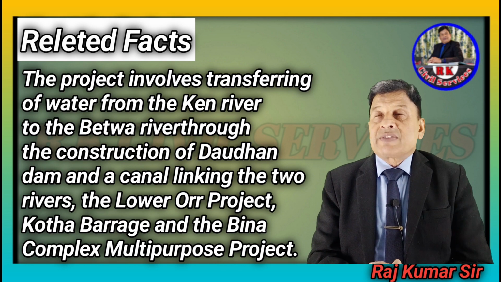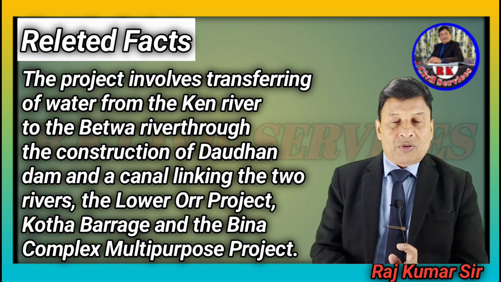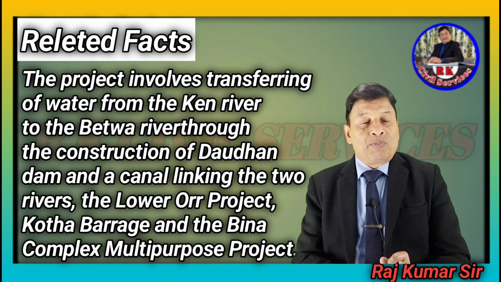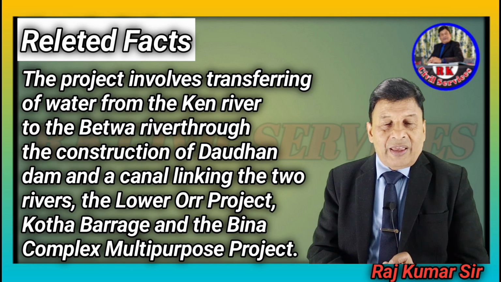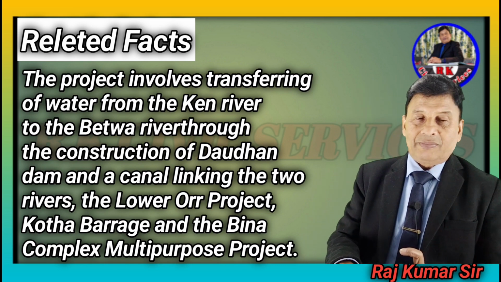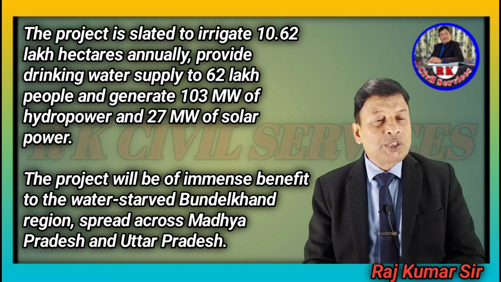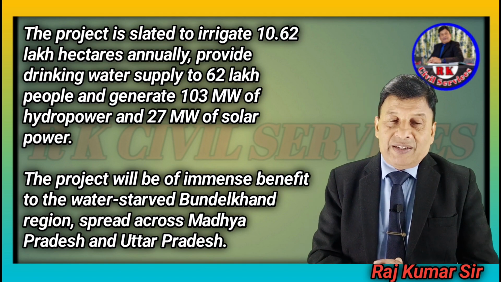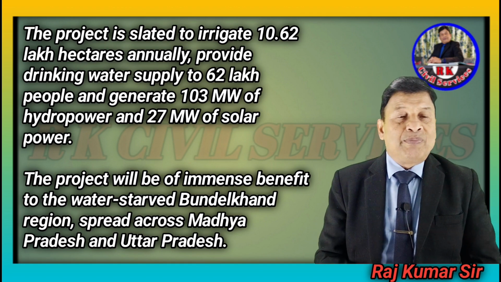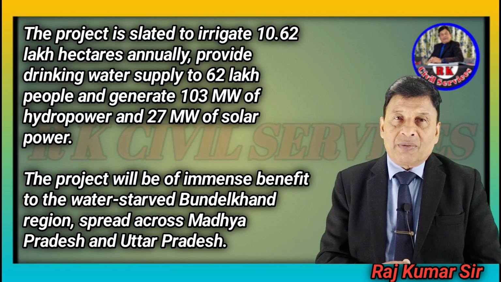The project involves transferring water from the Ken river to the Betwa river through the construction of the Daudhan Dam and a canal linking the two rivers, the Lower Orr project, Kotha Barrage, and the Bina Complex Multipurpose Project. The project is slated to irrigate 10.62 lakh hectares annually, provide drinking water supply to 62 lakh people and generate 103 megawatt of hydro power and 27 megawatt of solar power, isn't it?